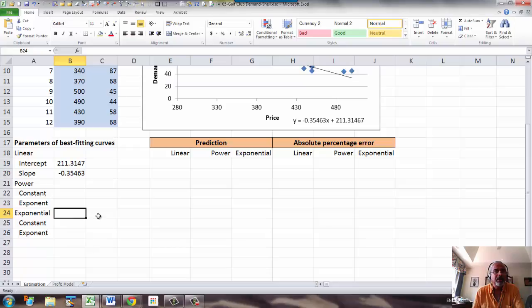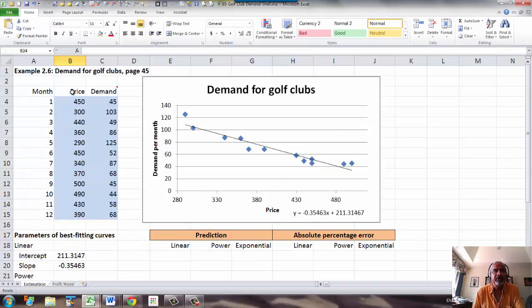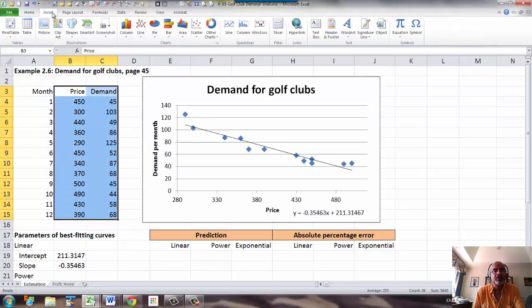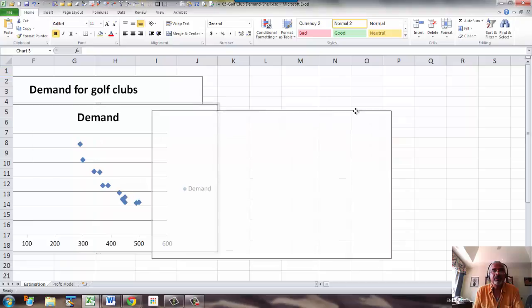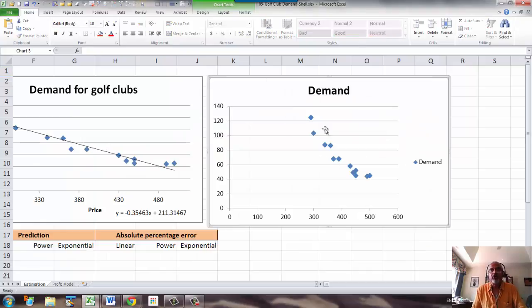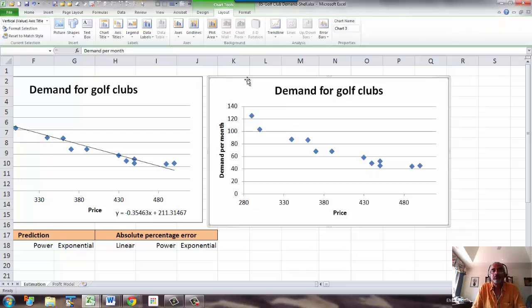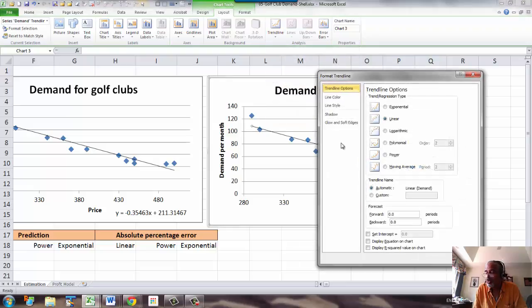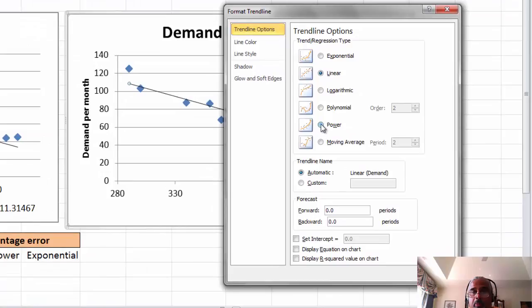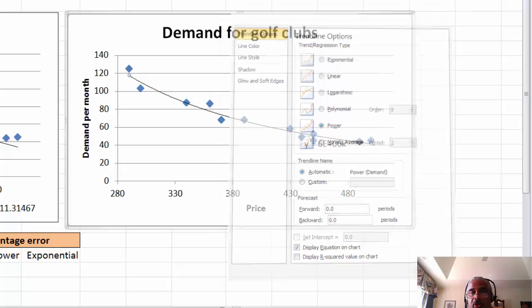Let's do the power next. Again, go through the same sequence. Scatter plot. I'm going to place this over that side, and I'm going to format this. This time let's insert a trend line, more trend line options, and we will do power and display the equation on the chart.